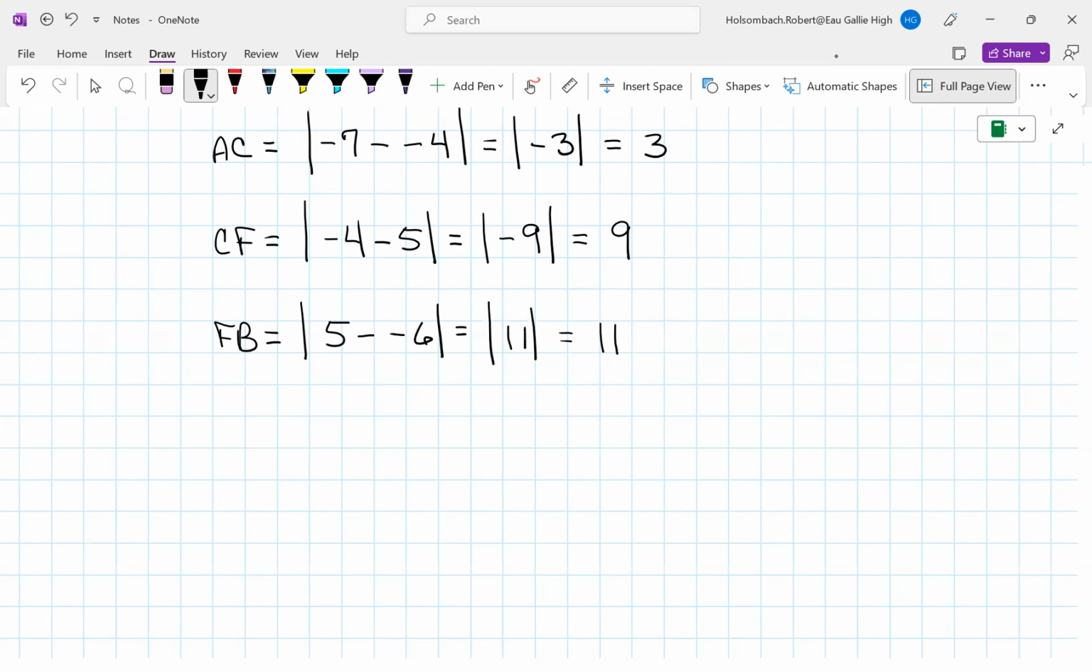Any questions on finding the distance on a number line? Absolute value of the difference of the points, and difference means to subtract. All right, so turn the page. And we're going to look at the distance formula now on the coordinate plane.